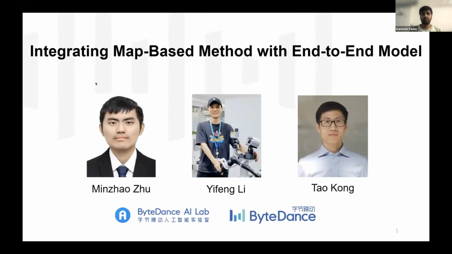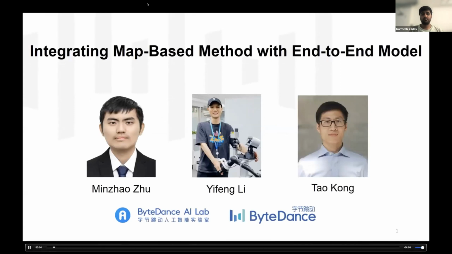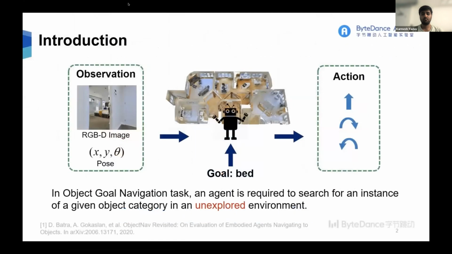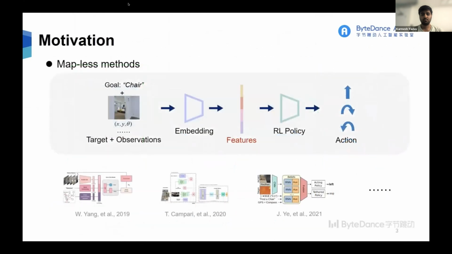Hello, my name is Minzhao Zhu. It's my pleasure to share our method with you. Our method is integrating map-based method with end-to-end model. In the object-goal navigation task, an agent is required to search for an instance of a given object category in an unexplored environment. Prior works can be briefly summarized as map-less methods and map-based methods. Map-less methods extract the features of observations and the target, then feed them into a model to get the action directly.